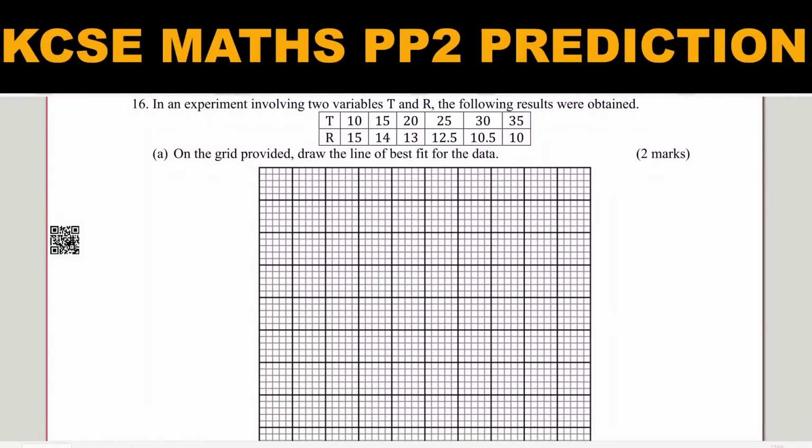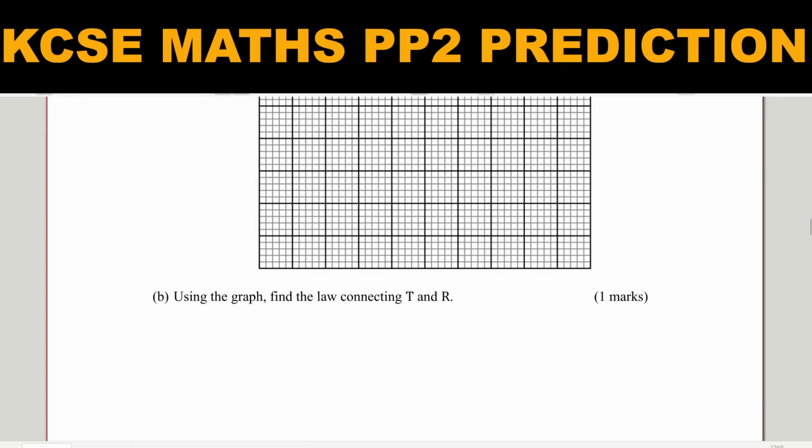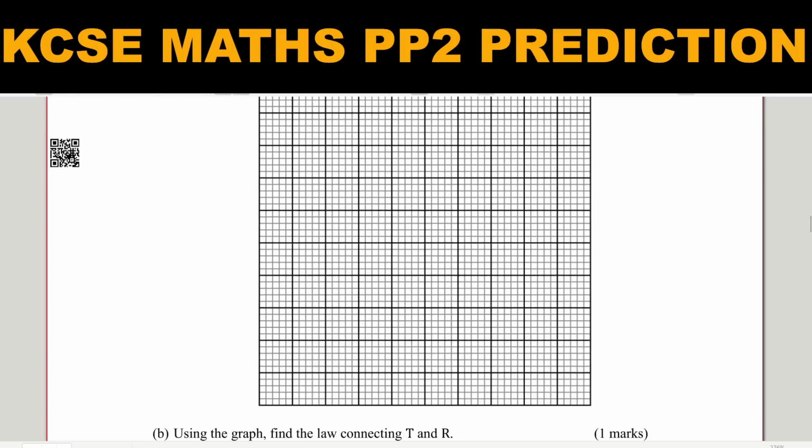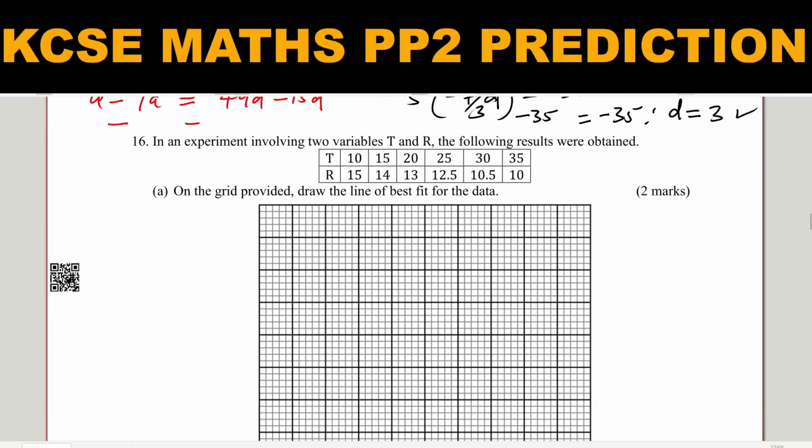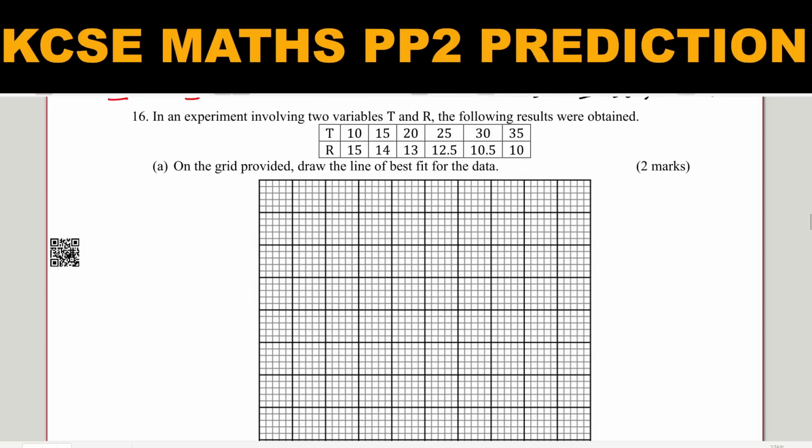In an experiment involving two variables, t and r, the following results were obtained. They are there in the table, t and r. On the grid provided, draw the line of best fit for the data. Then part 2, using the graph, find the law connecting t and r. So let's go to the first part where you're supposed to draw.